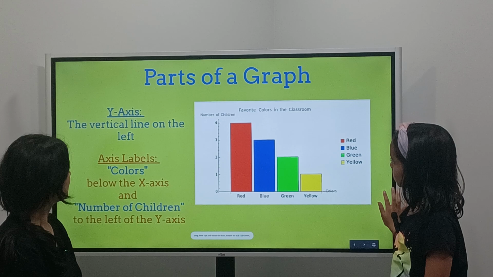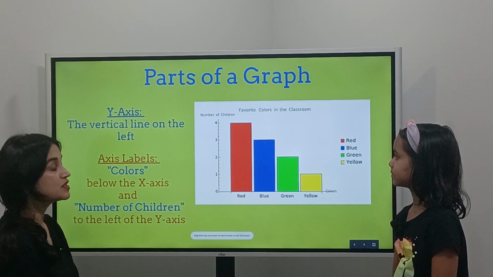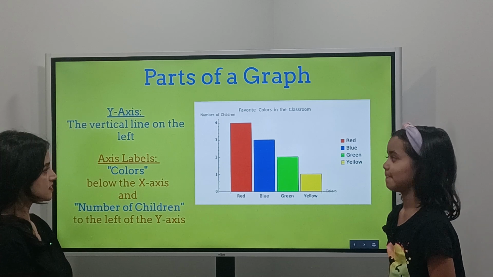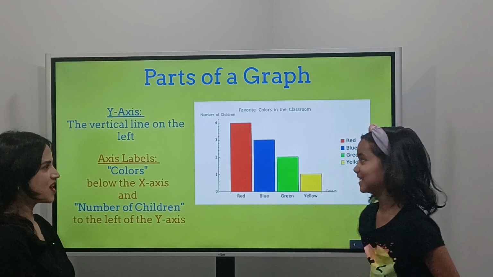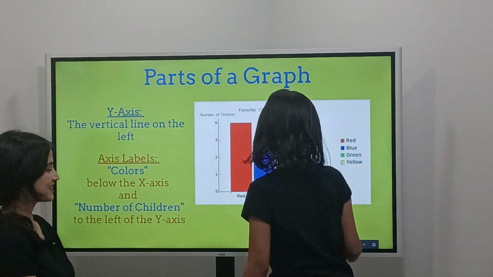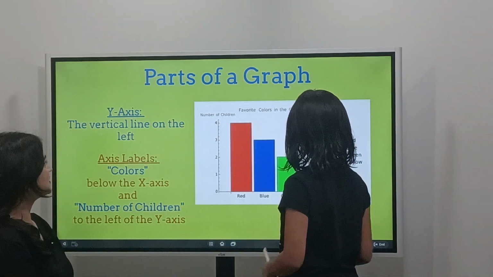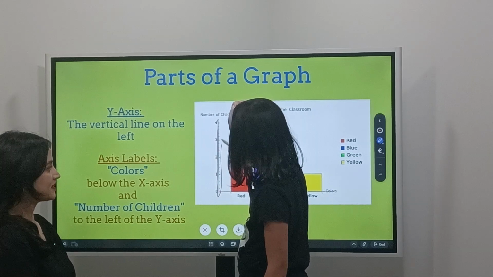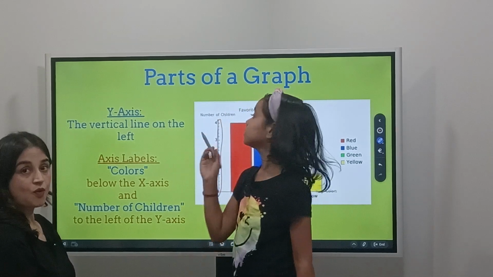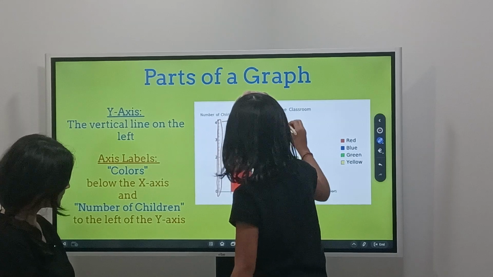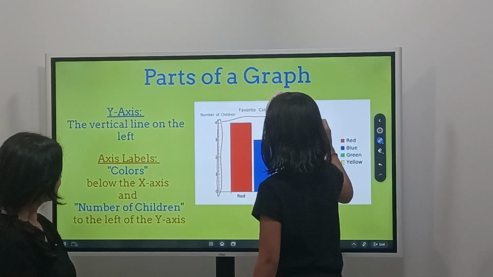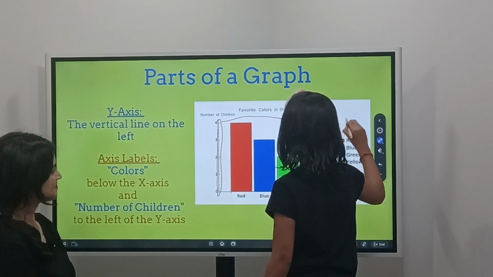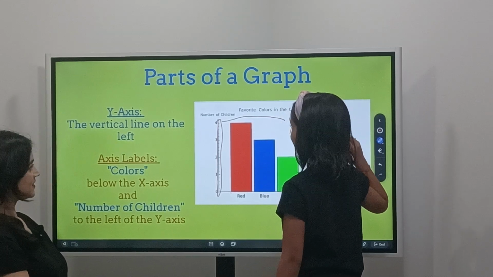The parts of the graph continue. So there is also the y-axis. So where is the y-axis? This line. A vertical line on the left is the y-axis. Oops, I'm doing it too hard. That's okay.